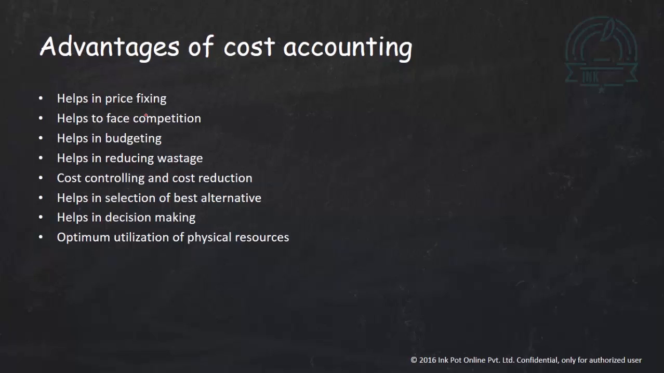This we have already discussed in our first presentation. It helps in the selection of the best alternative. We can compare the cost of different alternatives and choose the best alternative from it. It helps in decision making, already discussed. Optimum utilization of resources: when we are using cost controlling techniques, it will control the wastages and it will result in optimum utilization of physical resources.